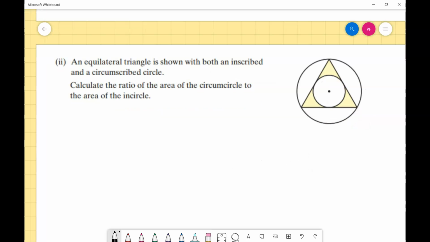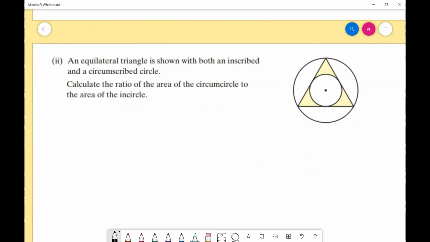Okay, so part 2 of question 8. We have an equilateral triangle shown with both an inscribed and circumscribed circle. Calculate the ratio of the area of the circumcircle, that's the outside circle, to the area of the incircle.